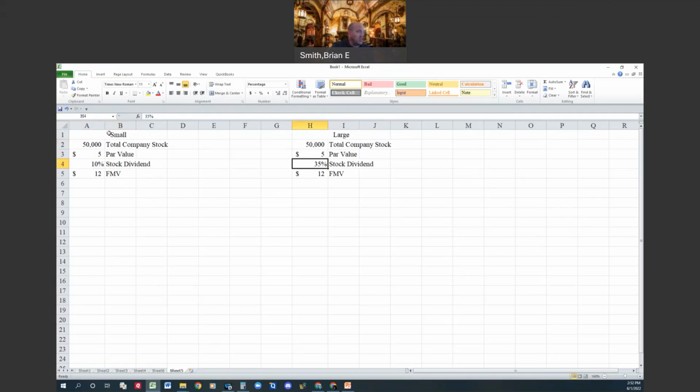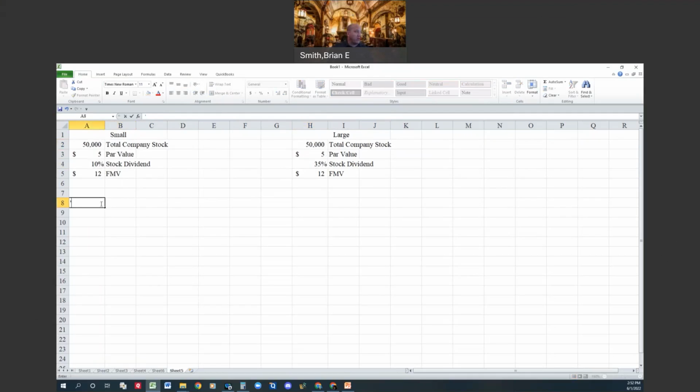So let's look at it this way. We have 50,000 total shares of company stock that are outstanding. We have a $5 par value, 10% stock dividend, $12 fair market value. How do we handle this? Okay, we are going to journalize it this way.